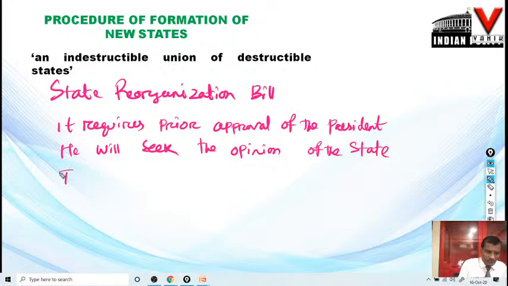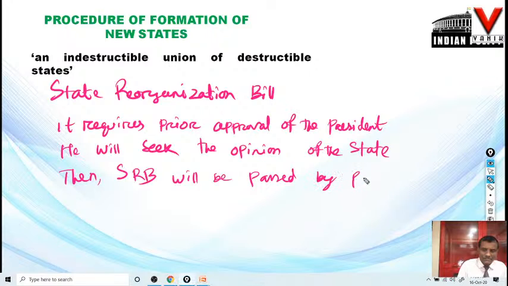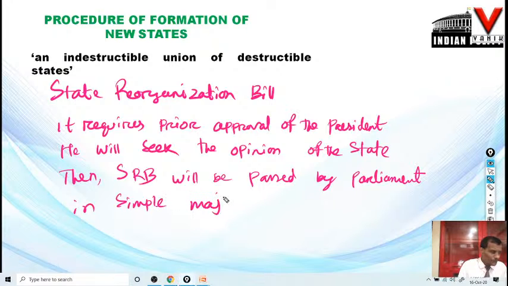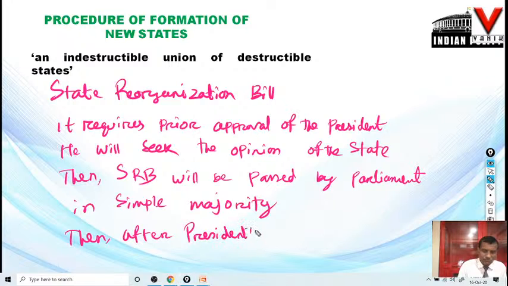okay, then SRB, state reorganization bill, will be passed by parliament in simple majority. Okay, in simple majority. Then after the president's assent, new state is formed. That is briefly, just have a brief idea about it.